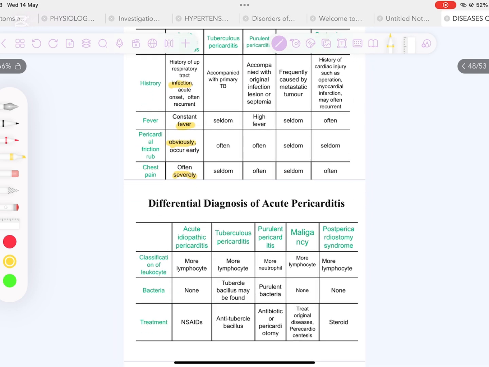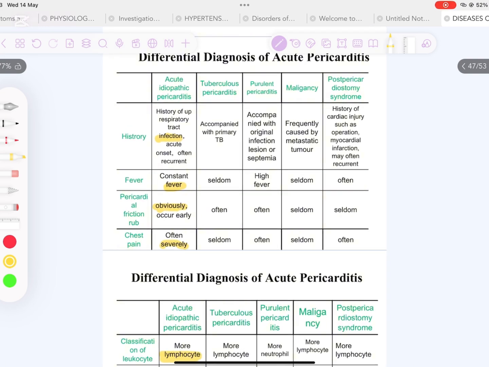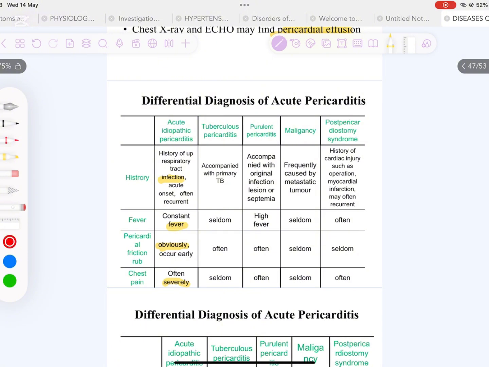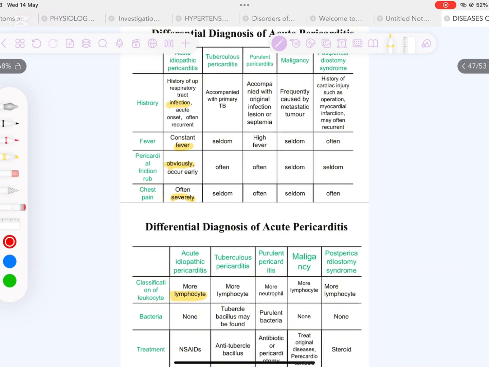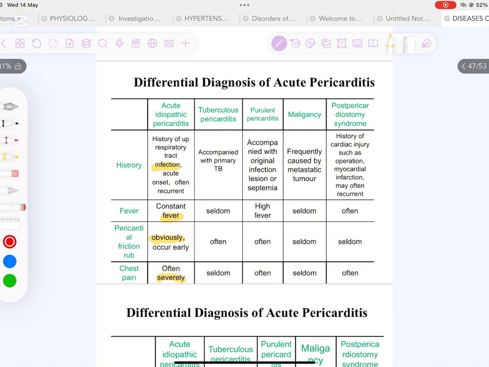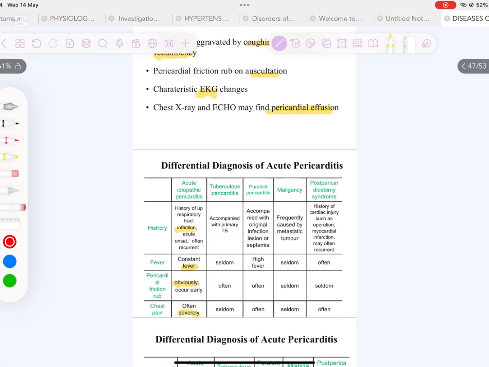In the classification of leukocytes, I see more lymphocytes suggesting an infection, but no bacteria. Treatment: NSAIDs. Since there's no bacteria, that is why it becomes acute idiopathic. You suspect a bacterial infection, but there's no bacteria. So you should be expecting acute idiopathic pericarditis, because only lymphocytes are elevated, showing white blood cells are fighting, but there's no bacteria. So you don't know the cause.